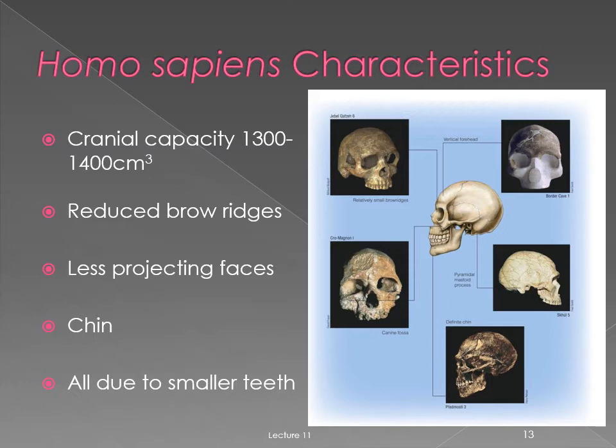We have reduced brow ridges and less projecting faces, both due largely to smaller teeth. As the teeth have shrunk, the jaws have moved back to be more under the skull than out in front of it. And the chin is also a result of this process. It's the remaining leftover part of a much larger jawbone. The teeth have receded, but the jaw hasn't yet.